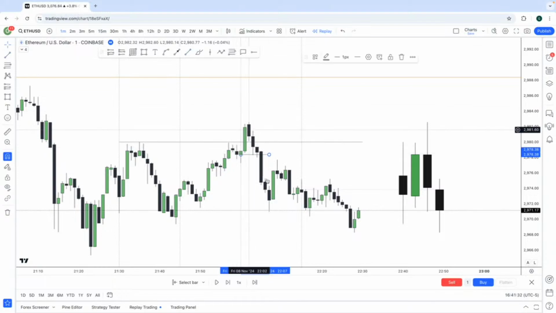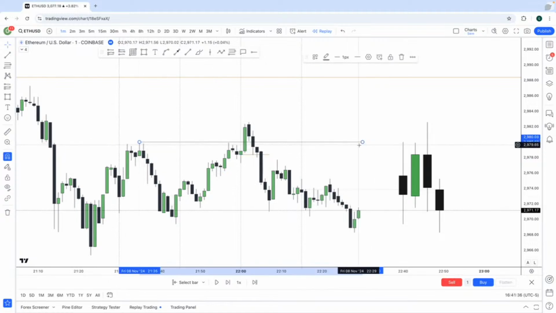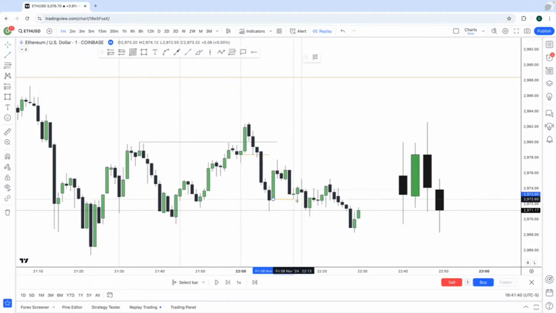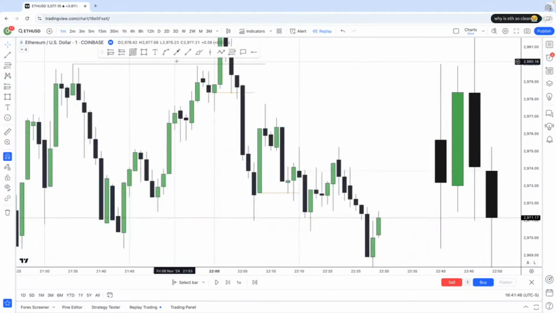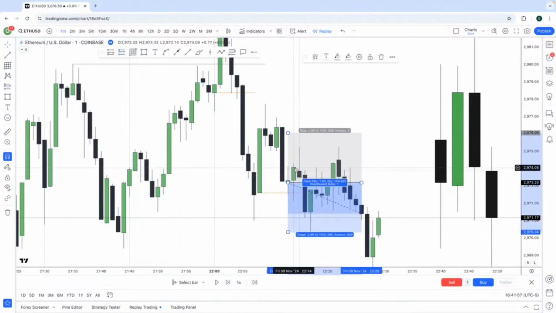We have that nice V-shaped CSD. All right. And now on the open, we create this CSD. So you can either enter on this CSD here, or even this opposing candle if you wanted to. It's up to you. Right, because these opposing candles got created from a fair value gap, so they're valid.